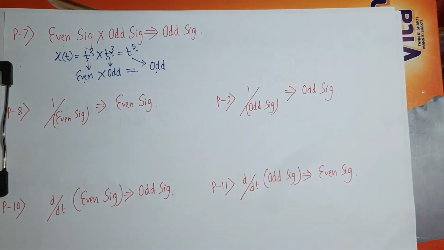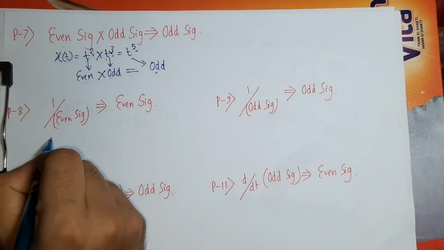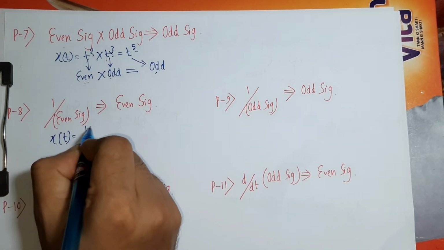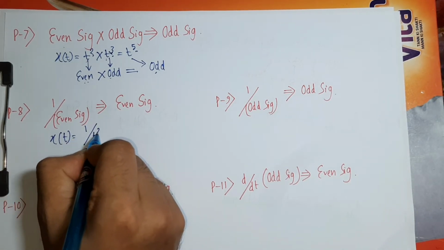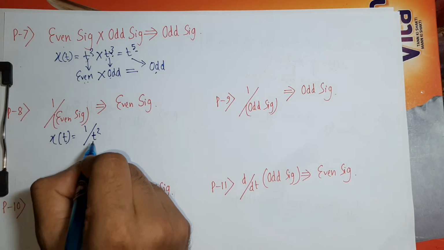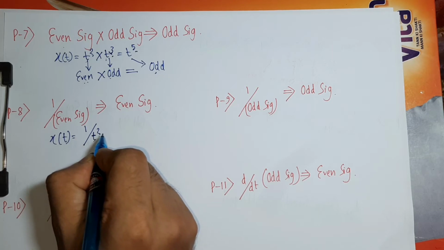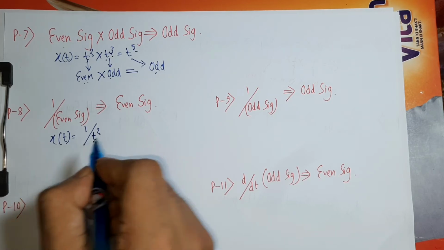Now come to the eighth property, which says that 1 divided by even signal results in an even signal. Let me take an example of this case. Suppose I have a signal xt such that xt is equal to 1 divided by t square. You see that t square is an even signal because the power of t is 2, which is an even number.